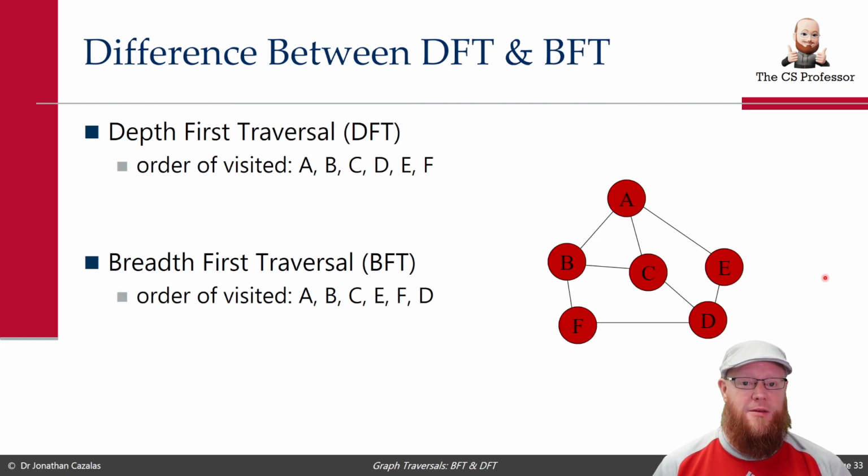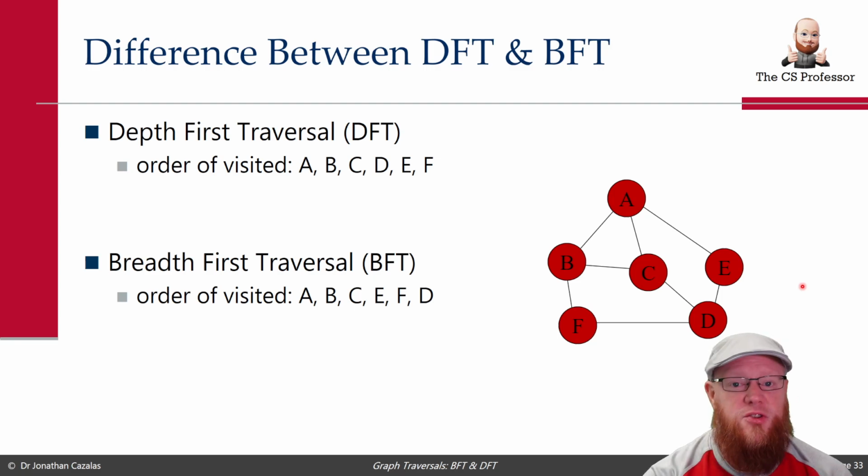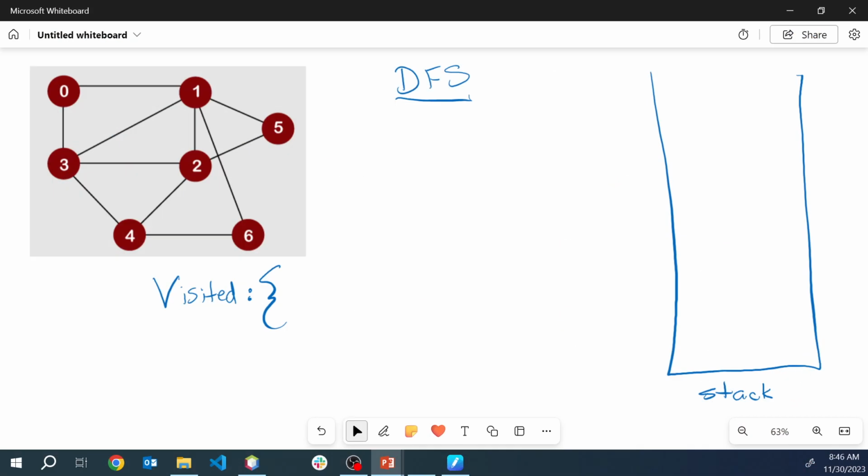If you want to compare them, we can see a difference in the order in which we visited the vertices, of course, because one went as far deep down a path as possible and the other one went as wide as possible. So what I'd like to do is take a quick look at an example where we're now doing this on a tablet, on a board, on a white paper, and try to do this along with me.